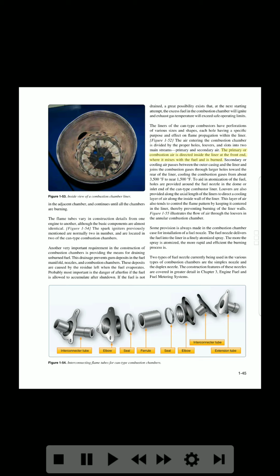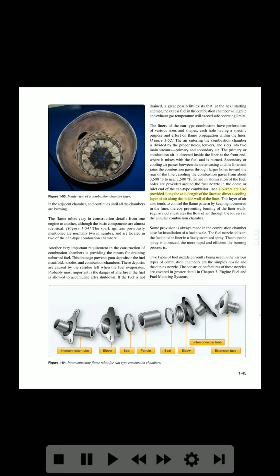The primary or combustion air is directed inside the liner at the front end, where it mixes with the fuel and is burned. Secondary or cooling air passes between the outer casing and the liner and joins the combustion gases through larger holes toward the rear of the liner, cooling the combustion gases from about 3,500 degrees Fahrenheit to near 1,500 degrees Fahrenheit. To aid in atomization of the fuel, holes are provided around the fuel nozzle in the dome or inlet end of the can-type combustor liner.